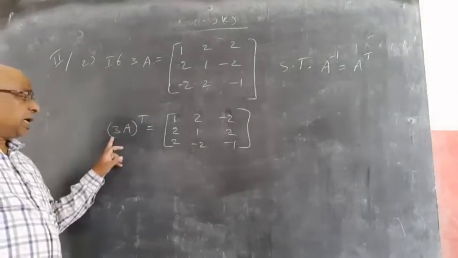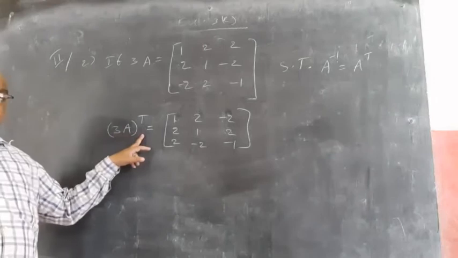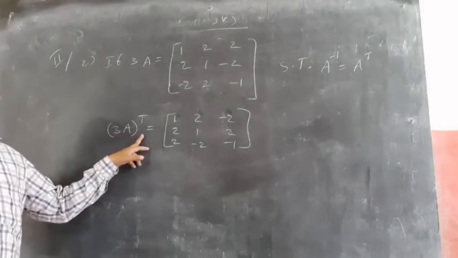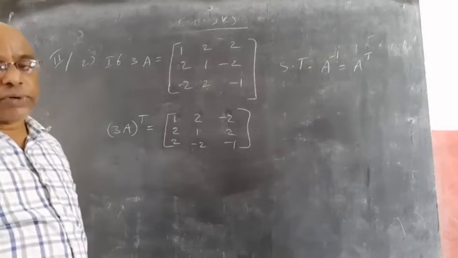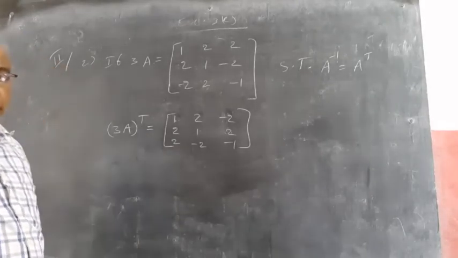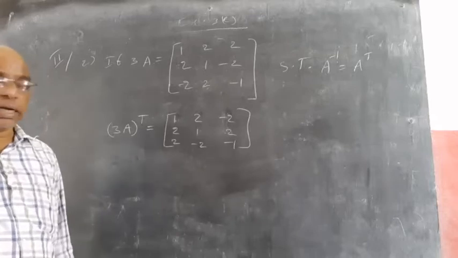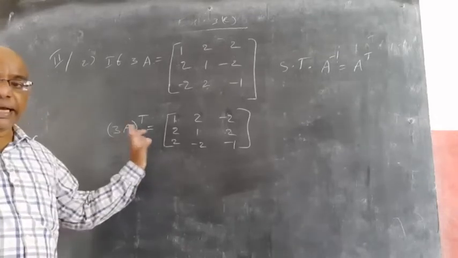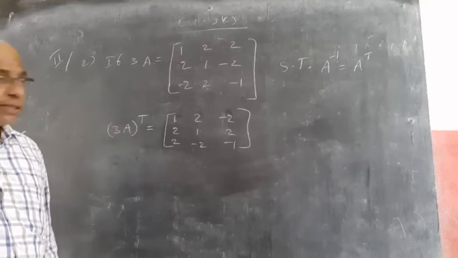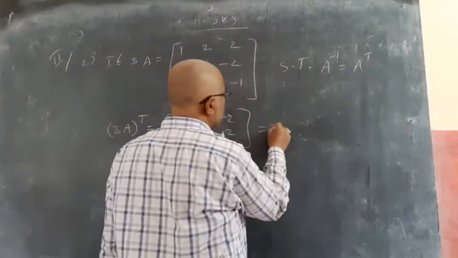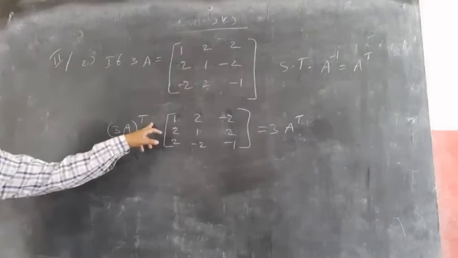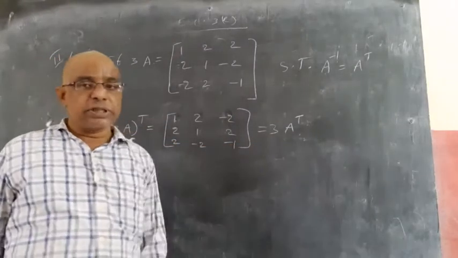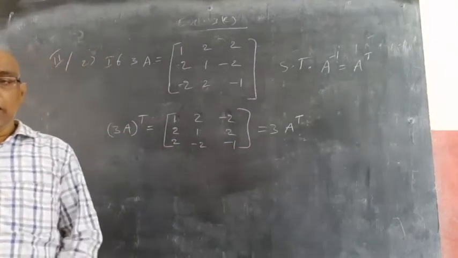But I know that KA transpose is K into A transpose. We did the properties of transpose: K into A, whole transpose, is K into A transpose. So this I can write as 3 into A transpose.